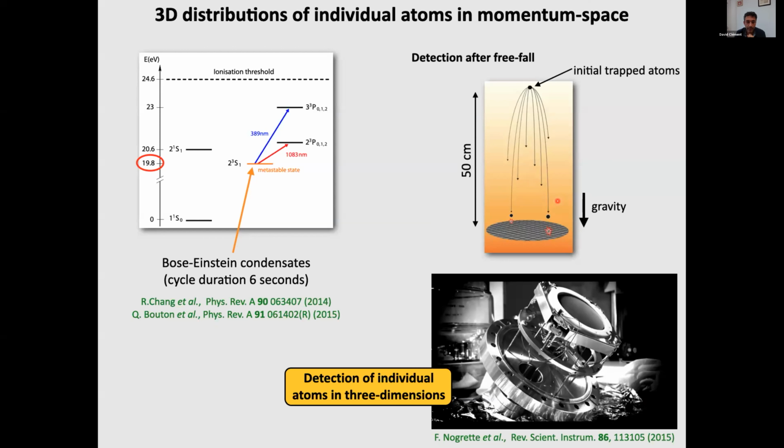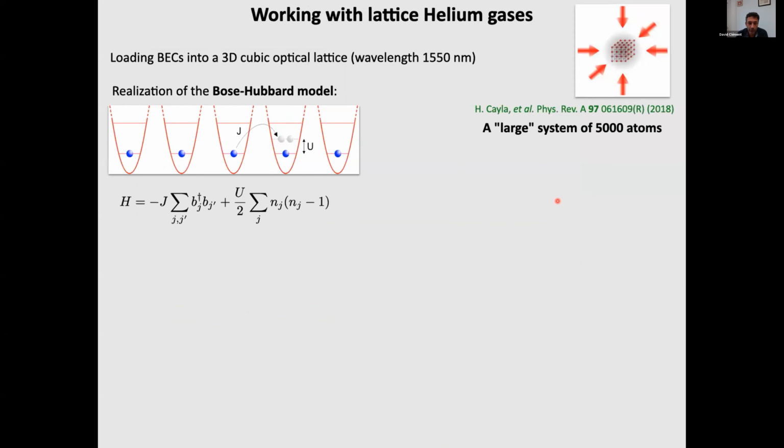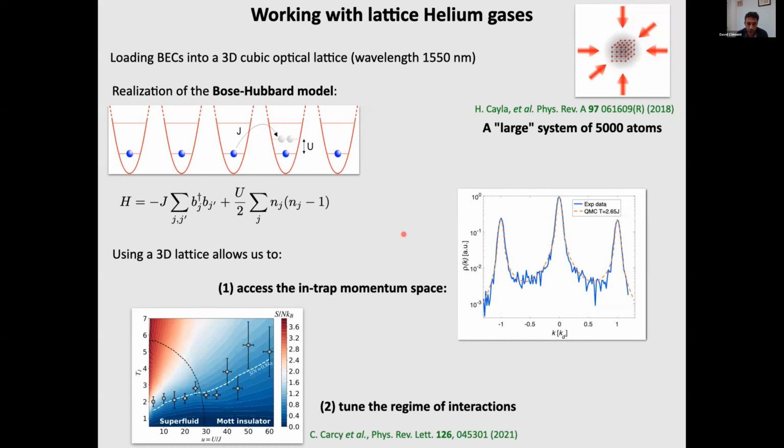So let me say a little bit more about this experiment I'm reporting now. We are loading the BEC in a 3D optical lattice, a simple cubic optical lattice, and therefore realize the Bose-Hubbard model. And I just want to remind you about these two energy scales: the tunneling amplitude J, which I will be using in the following, and the on-site interaction U. So why do we use an optical lattice here? Well, the reason is twofold. I will not expand on it.